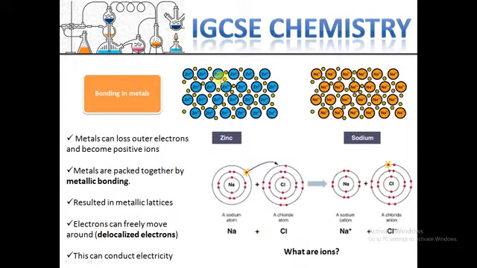And this movement of electrons can conduct electricity. That means you can use this type of bonding, as we know that metal can conduct electricity. That is because of the movement of the electrons. For example, the moving electrons can get the electricity and transfer it to the other side. So this type of bonding can conduct electricity.